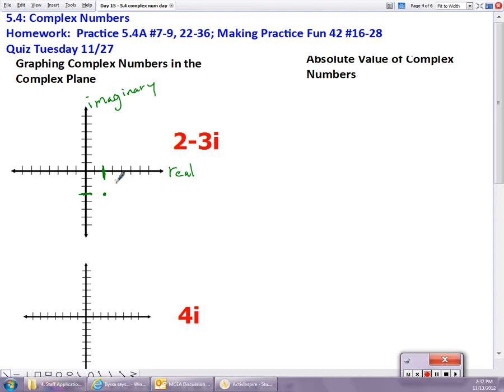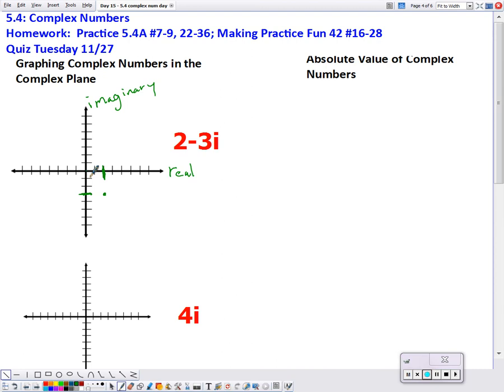okay, so we first start by plotting the point 2, negative 3, because 2 is the real component, negative 3 is the imaginary component. Then to graph a complex number, it's going to be represented with an arrow. So I'm going to draw an arrow from the origin to 2, negative 3.